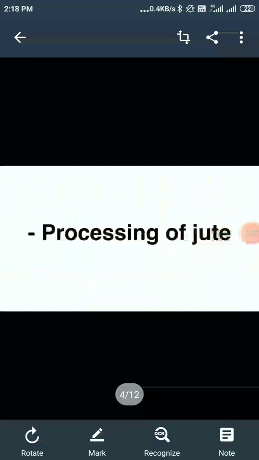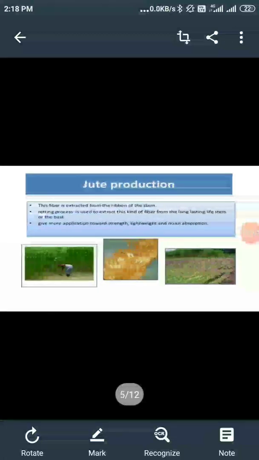Now we'll learn about how jute is processed in the factories, or how we are growing the jute plants on the field. For the production of jute, we definitely need to grow the jute plants on the field in huge quantity. First of all, as we grow the plant on the field, before flowering of the jute plant, we obtain the stems of the jute plant.